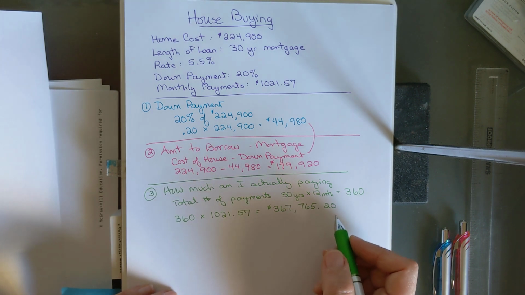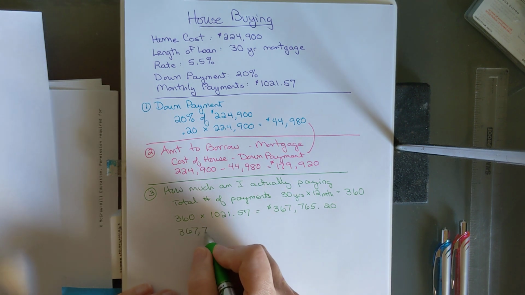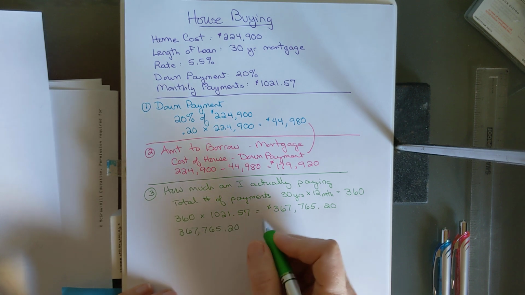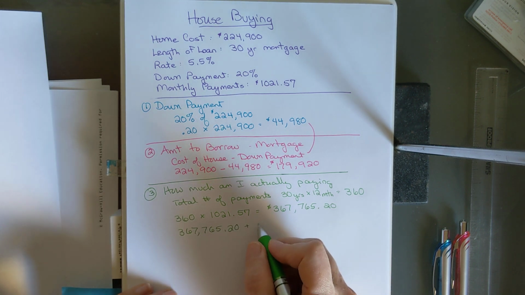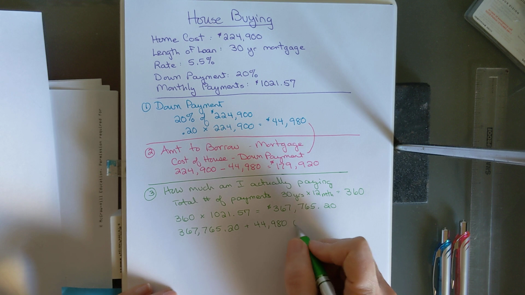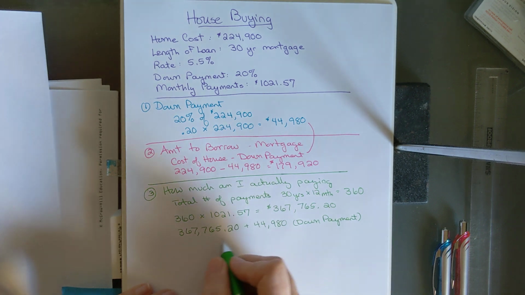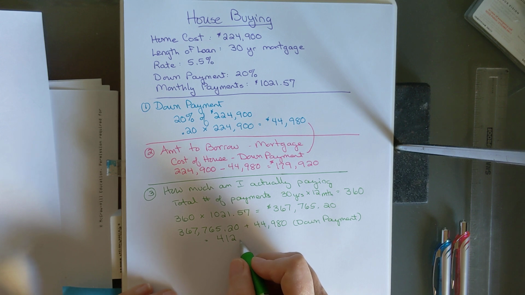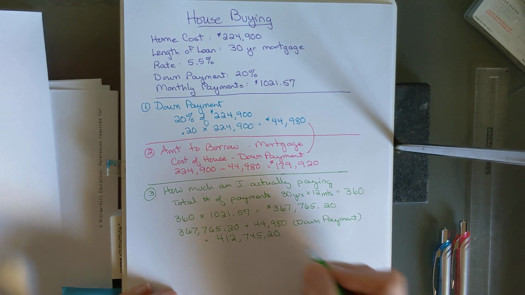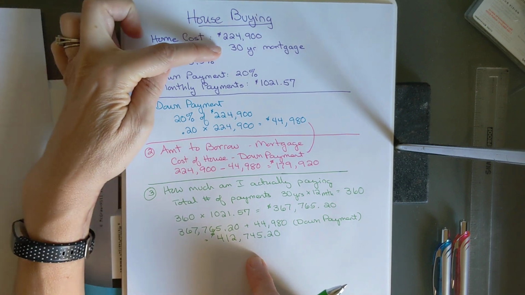Okay, so if that wasn't bad enough, I'm now going to take that and add my down payment to it, because that came out of my pocket. So I have my down payment to add to my total monthly payments, and that is going to lead me to $412,745.20. That is what my house now costs.